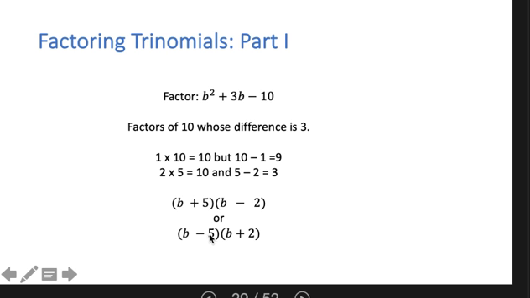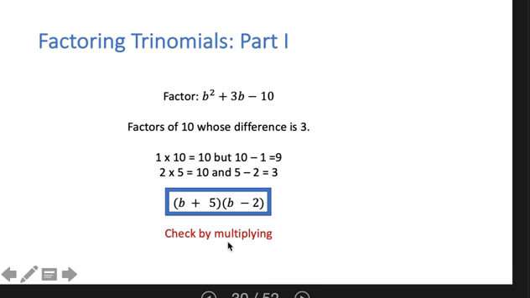Notice here I will not get the correct answer. If I multiply this out, I'm going to get a negative 5b and a positive 2b, which will leave a negative 3b in the middle, which is wrong. I still get negative 10, but I don't get a positive 3b for the second choice. So the correct answer is just b plus 5 times b minus 2. Now the order, you can write b minus 2 first, that is okay. But the positive sign needs to be with 5 and the negative sign has to be with 2.